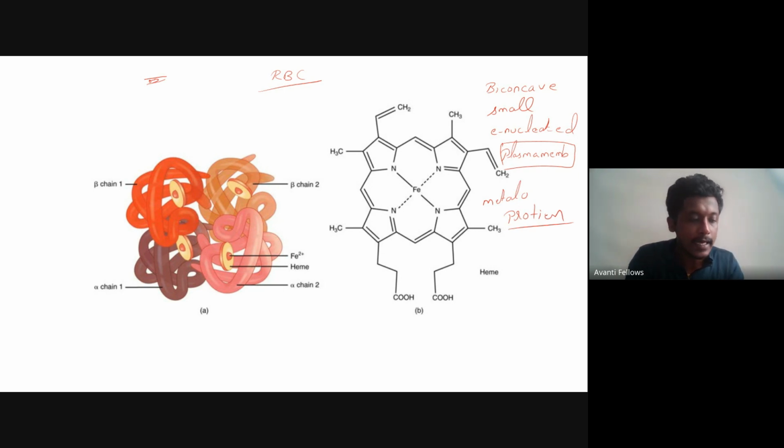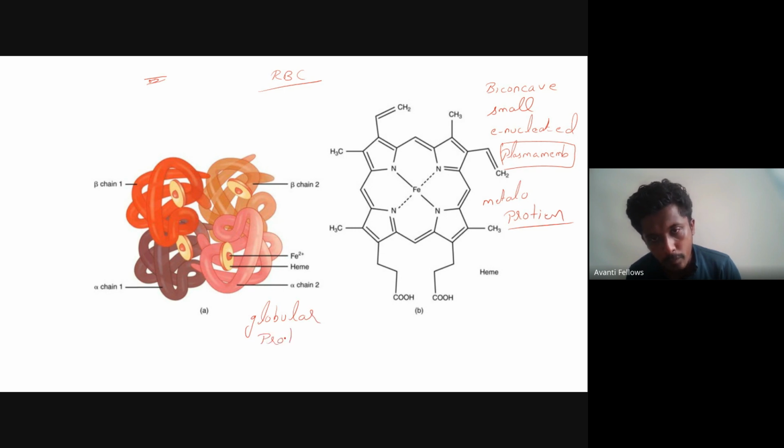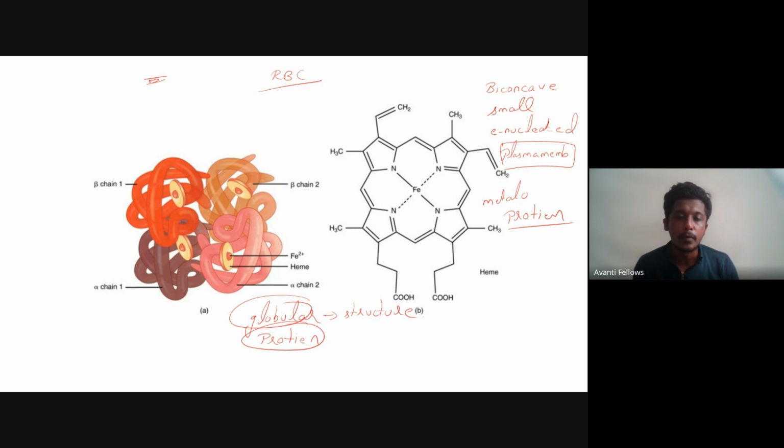If I take one hemoglobin and look at it, what do I observe? I see that my hemoglobin is a globular protein. What is globular? It is the structure. So why do we say globular protein? Because of the complexity of the structure. Why do we say it is complex?